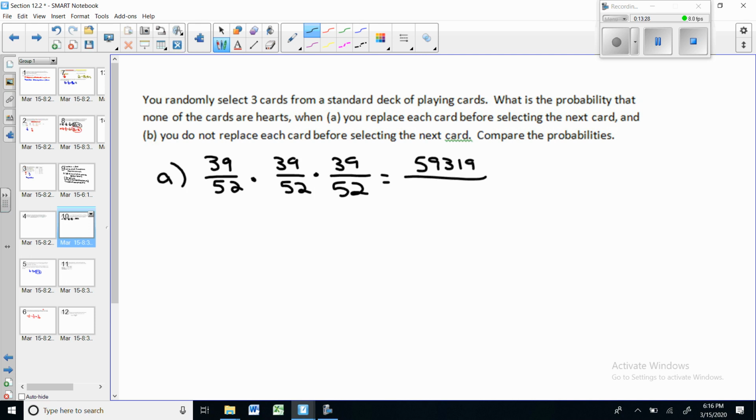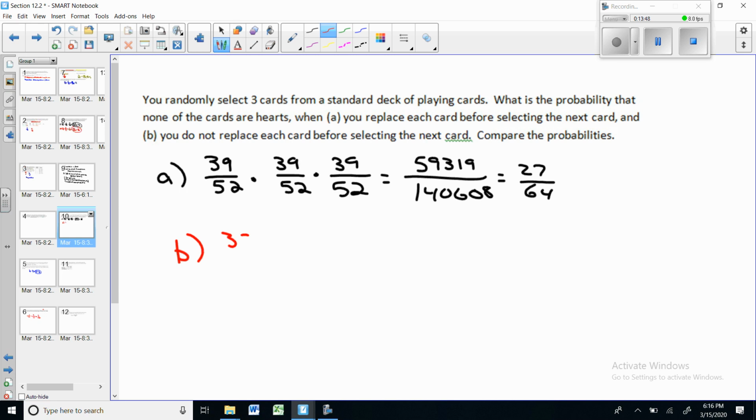And I'm going to take 52 to the third power. And that's 140,608. That will simplify down to 27 out of 64. Okay, that's when we replace. Part B is the not replace.